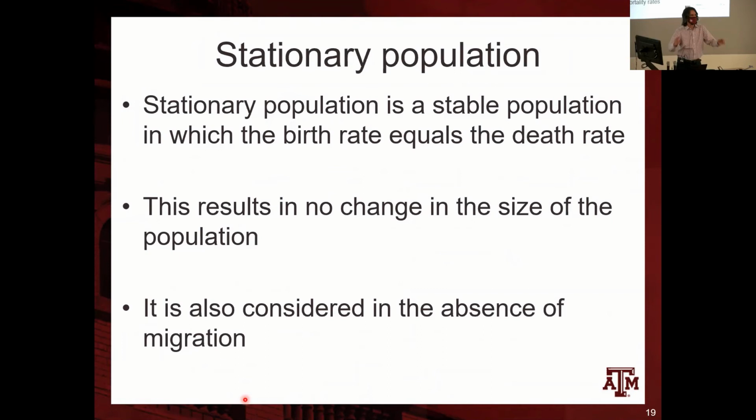The stable population can be one that you have more births, population increases. The second example, more deaths, population decreases. Similar numbers of birth and death, population stays the same level. And that's what a stationary population is. This results in no change in the size of the population, and the stationary population is one kind of a stable population.